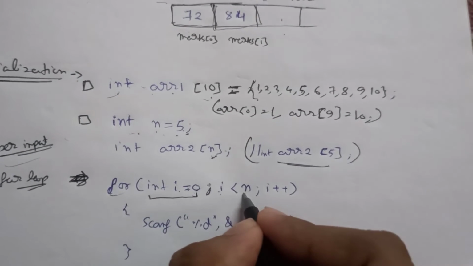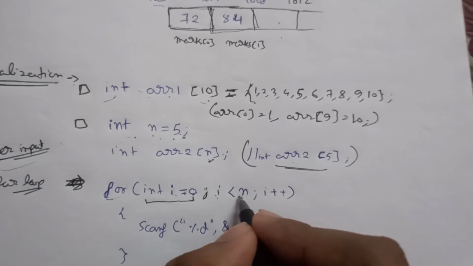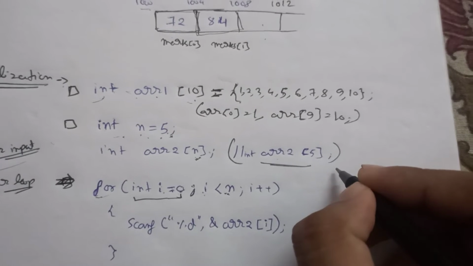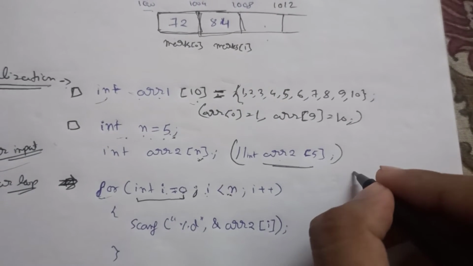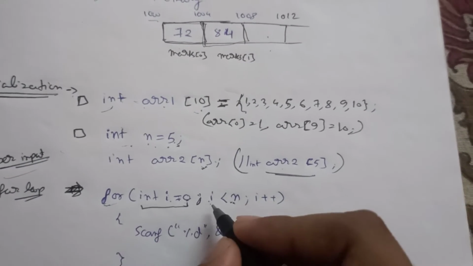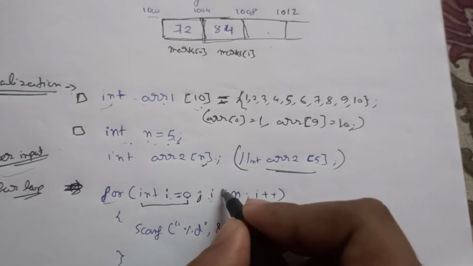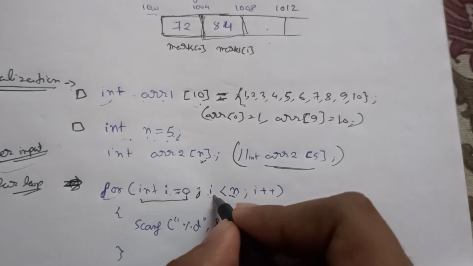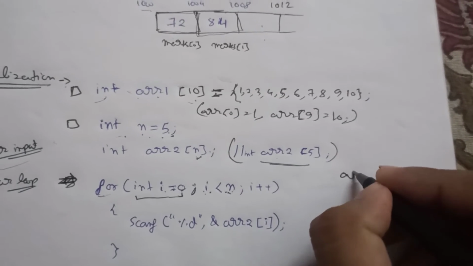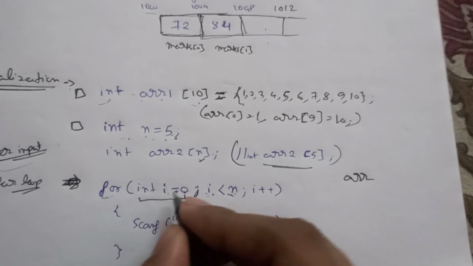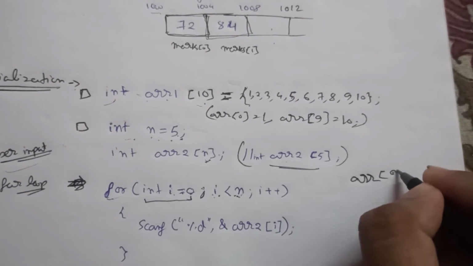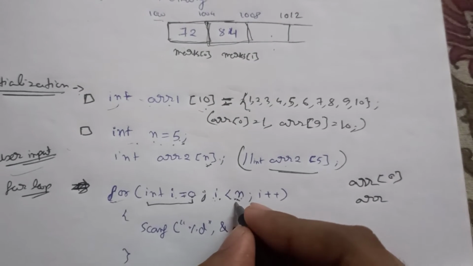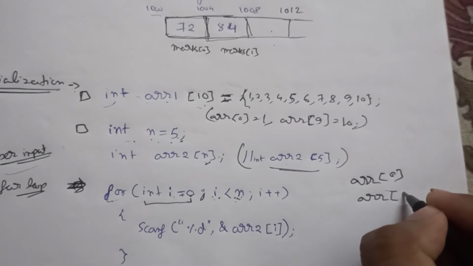There is a semicolon to end the statement, and the next statement is i less than n. What is n here? n is 5. This means our array has which variables? From array of 0 to array of 4. So i less than n means i will always be less than 5. What is the maximum possible value of i? It is 4. So it will go from array of 0 to array of 4, because i is always less than 5, so the maximum is array of 4.